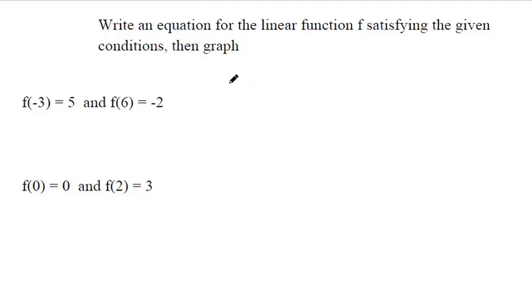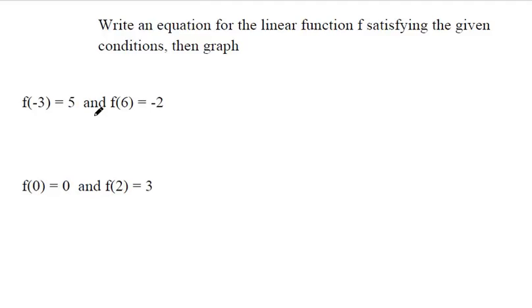We're asked to write an equation for the linear function. So that means y equals mx plus b. That's the classic linear function that we've studied in math before. Satisfying the given conditions, then graph. Okay, so it just means we have to make a linear function out of this information.